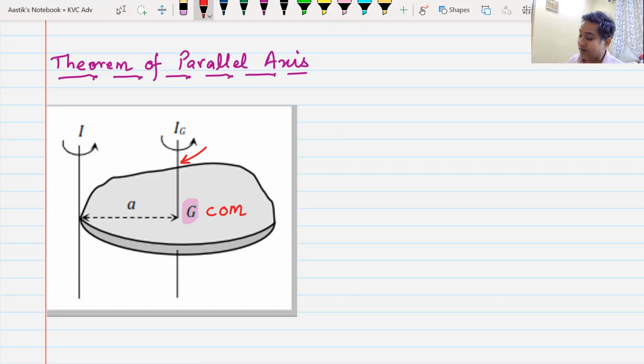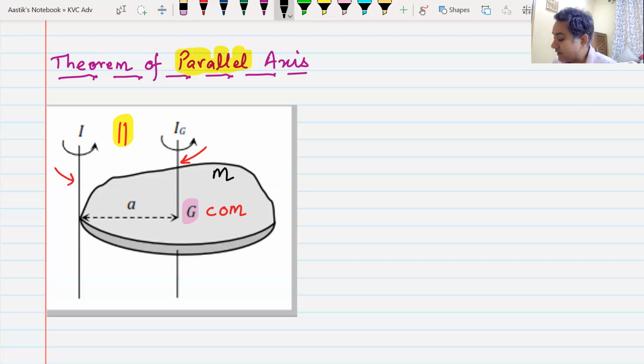Then we have one more axis which does not pass through the center of mass, but this axis is parallel to this axis. Do we understand this? Therefore, the term parallel axis theorem. So what does this theorem of parallel axis say?